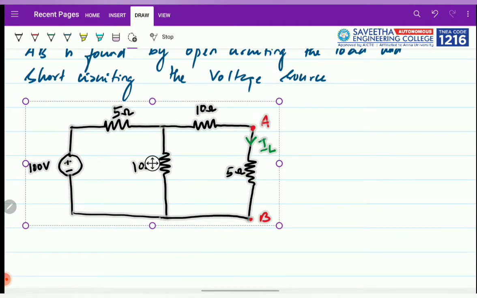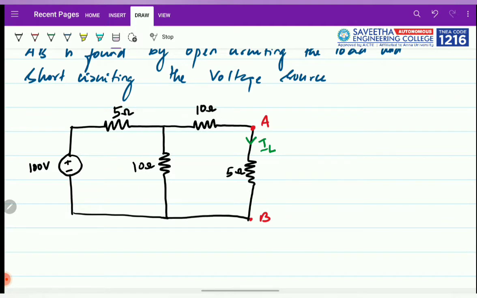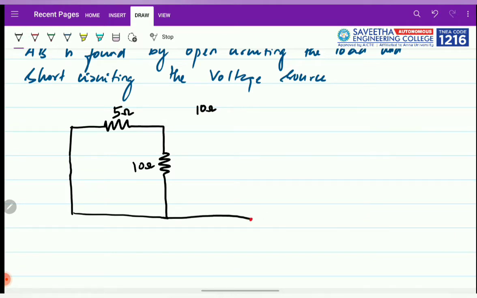So I will copy it, alright. So what I do is, here I will short circuit this. So I have short circuited this, and I will open circuit my load. So this is where I open circuited. So this is the terminal A and this is terminal B. So I am ready now to find RTH at this terminal.